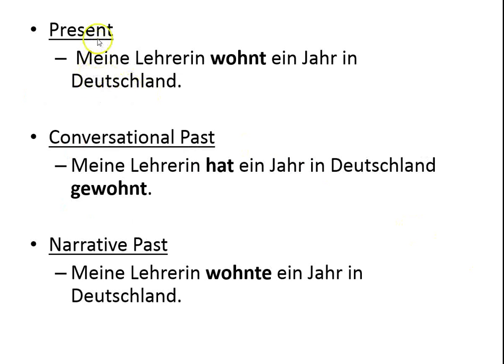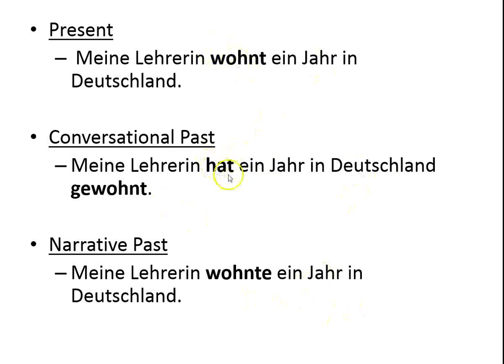So let's look through the iterations of our tenses. From present tense: Meine Lehrerin wohnt ein Jahr in Deutschland. My teacher lives a year in Germany. That's present tense, currently living. We then looked at conversational past. So she has lived or she did live: Meine Lehrerin hat ein Jahr in Deutschland gewohnt. And now we're going to say, hey, narrative past tense. She lived a year in Germany: Meine Lehrerin wohnte ein Jahr in Deutschland. You can look at the bolds here to see what happens from tense to tense.